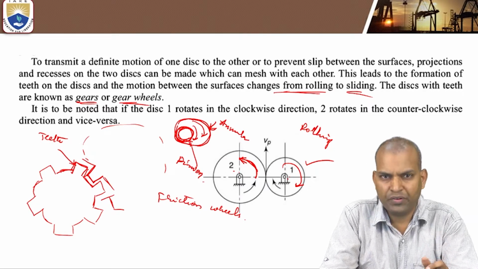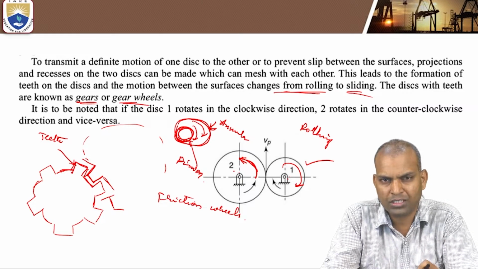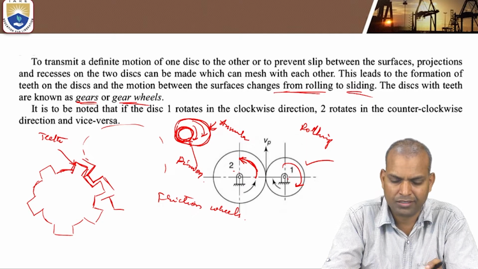So from friction wheels, the motion is transmitted, now it is gears. How is it transmitted? Without teeth, those wheels are known as friction wheels. With teeth, the wheels are known as gear wheels or gears.